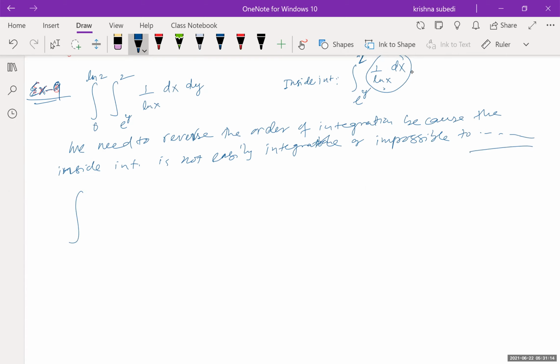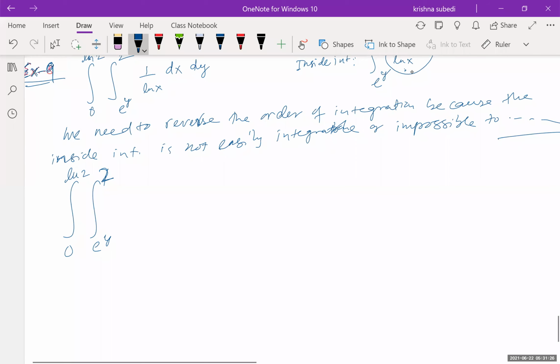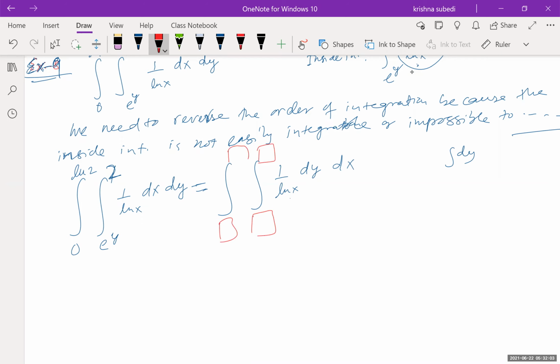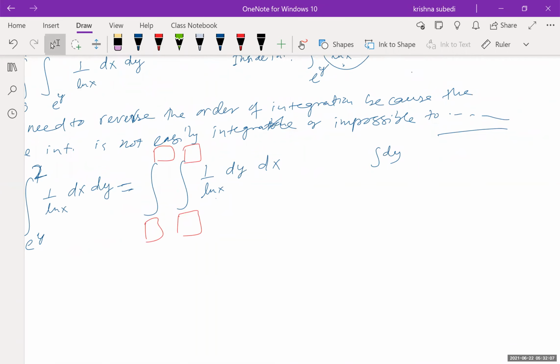So all we need to do is we have the integral from 0 to ln 2 of the integral from e raised to power y to 2 of 1 over ln x dx dy. We want to switch the order, to 1 over ln x dy dx. That's all we want, because if we somehow bring this dy inside, then this 1 over ln x can be considered a constant. We can take it outside. We don't have to do the integration. All we need to do is just integrate dy. So it's that simple. Okay. So the question is, what will be the limit? That's all we need to find. Once you are able to find the limit, this problem will be pretty easy.